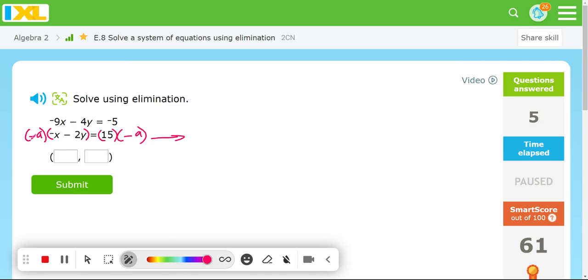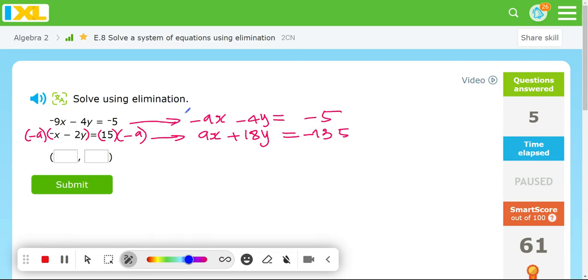Second equation, negative 9 times negative x becomes positive 9x. All right? Negative 9 times negative 2y, that's 18y. All right, and then negative 9 times 15, that's 45, remember 4, so 135, negative 135. All right, first equation, I just rewrite on top, so negative 9x, subtract 4y, subtract 5.